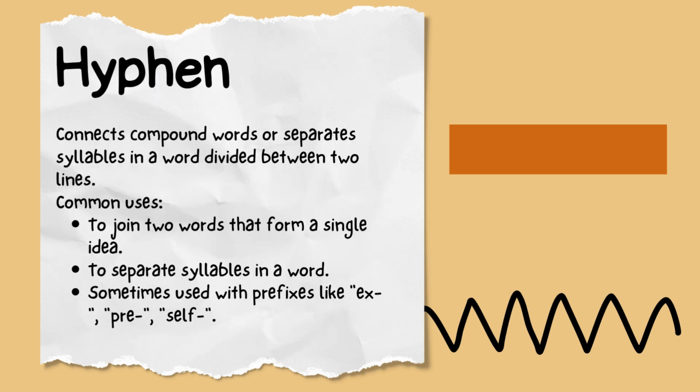Hyphen connects compound words or separates syllables in a word divided between two lines. Common use: to join two words that form a single idea. To separate syllables in a word. Sometimes used with prefixes like ex, pre, self.